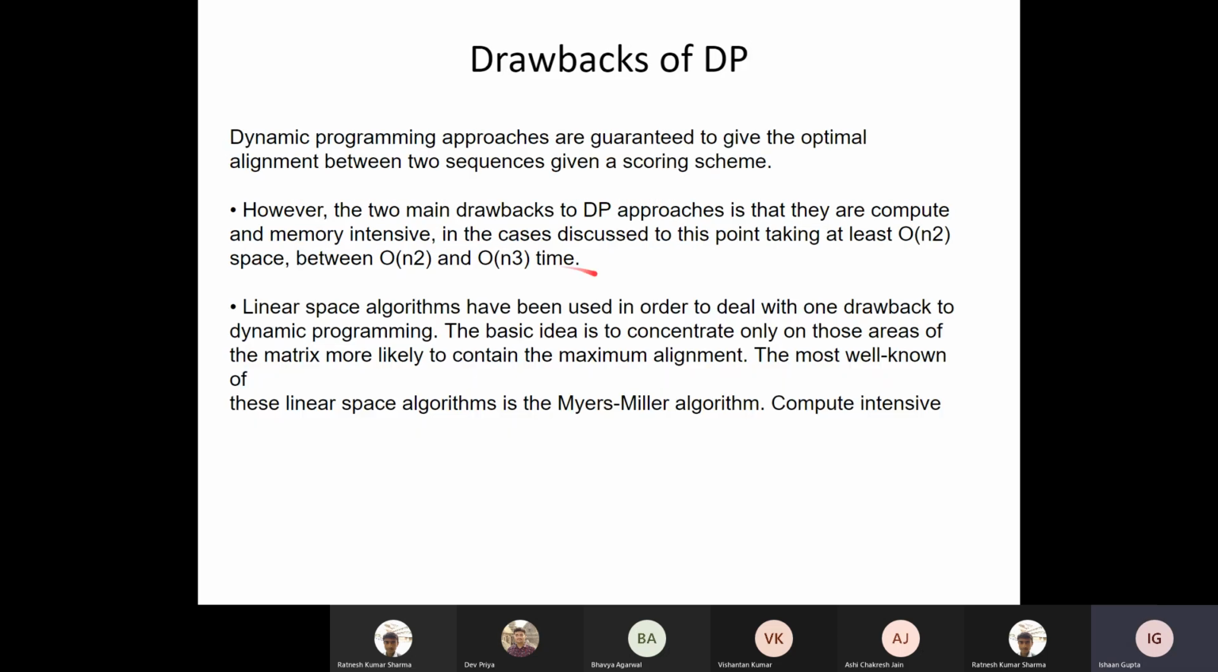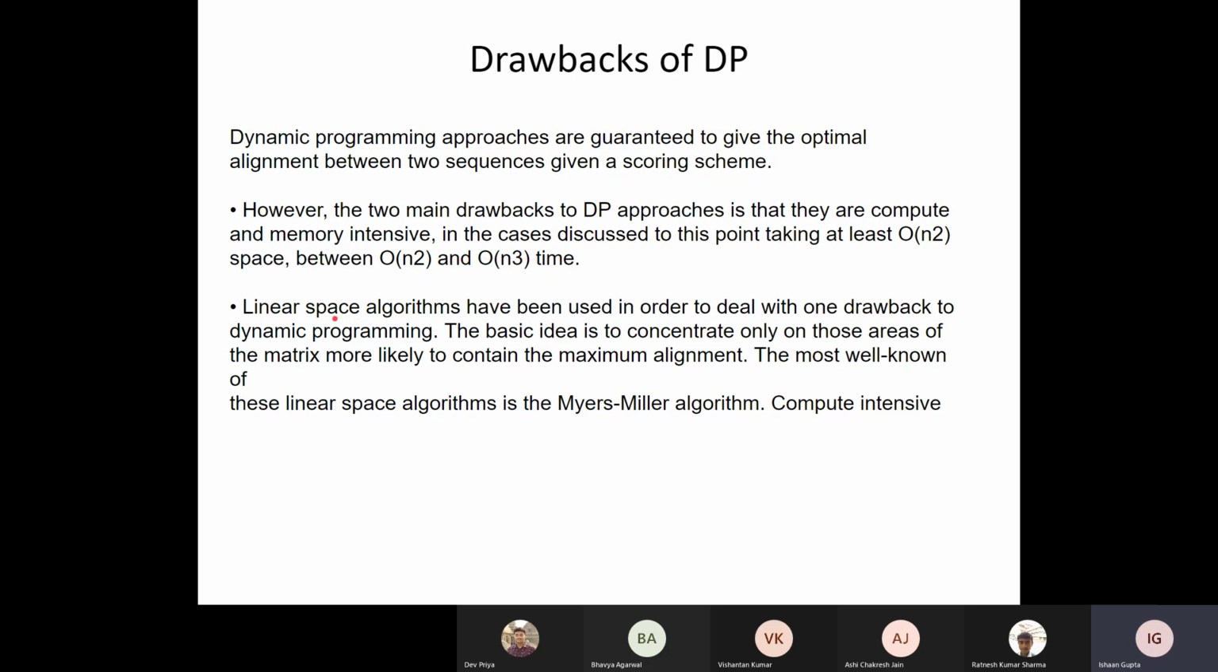I'll end with the drawbacks of dynamic programming so that we can move on to multiple sequence alignment. Dynamic programming definitely guarantees you an optimal alignment between two sequences because it is a mathematically derived formulation. The drawback is that it is typically compute intensive and memory intensive because you have to maintain these large matrices and the backtracking pointers. So it takes at least n squared in terms of space, and between n squared and n cubed for compute time.